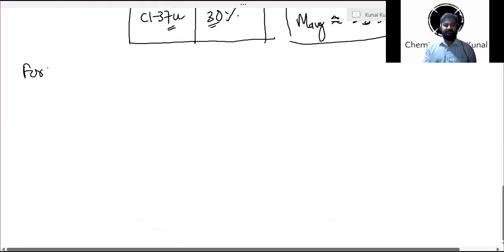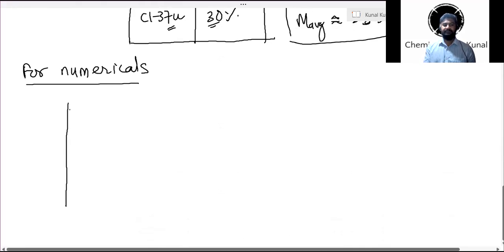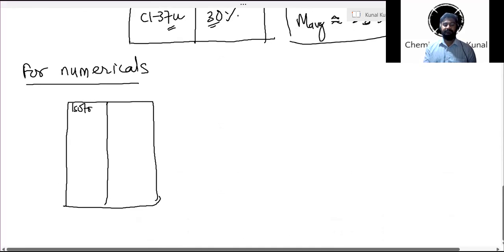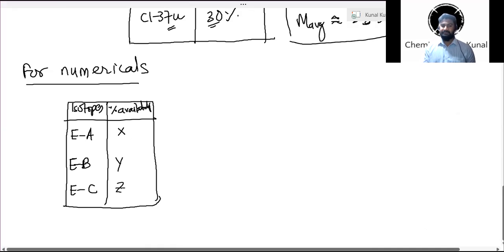So for numericals, I'm giving a standard template. You can use it. I'm giving a pattern, like an algorithm. For numericals, again, do the same thing. Draw a table. On the left hand side, isotopes. On the right hand side, percentage availability. Suppose the isotope is the element with mass A. Another isotope is the element with mass B. Another isotope is the element with mass C. And their percentages are X%, Y%, Z%.